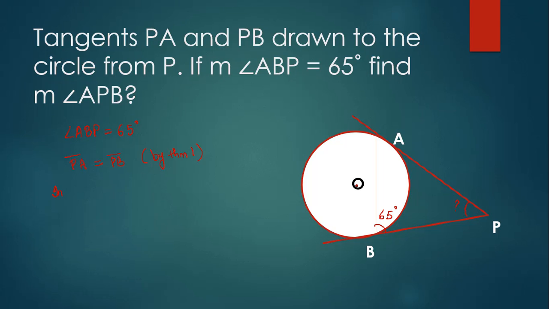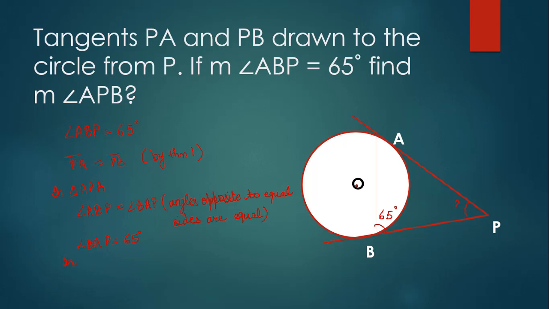Now in triangle APB, two sides AP is equal to BP. And we know that angles opposite to equal sides are equal. That means angle ABP is equal to angle BAP, because angles opposite to equal sides are equal. Hence, the measure of angle BAP is 65 degrees.